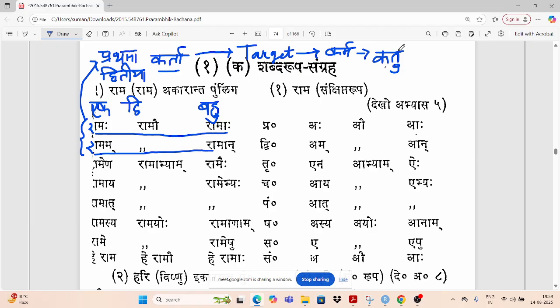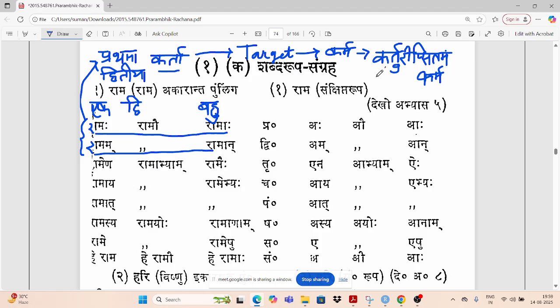Kartur ipsitatamam karma. Ipsitatamam, there is a dirgha ee on ra. Kartur ipsitatamam karma. That's all. What is this? I will define it. And you can write. I will not write this now.